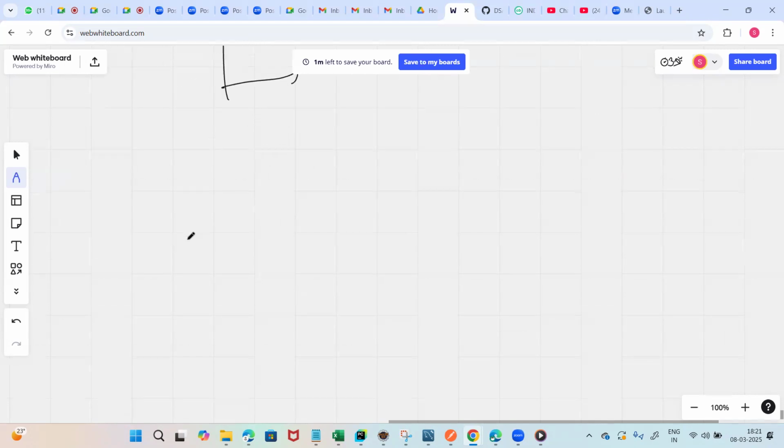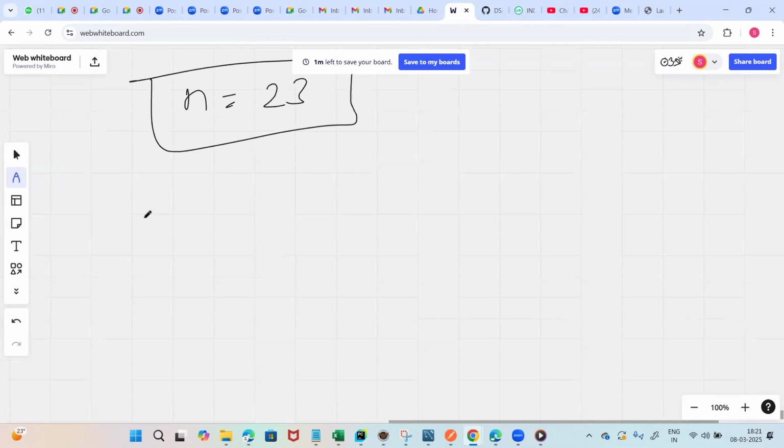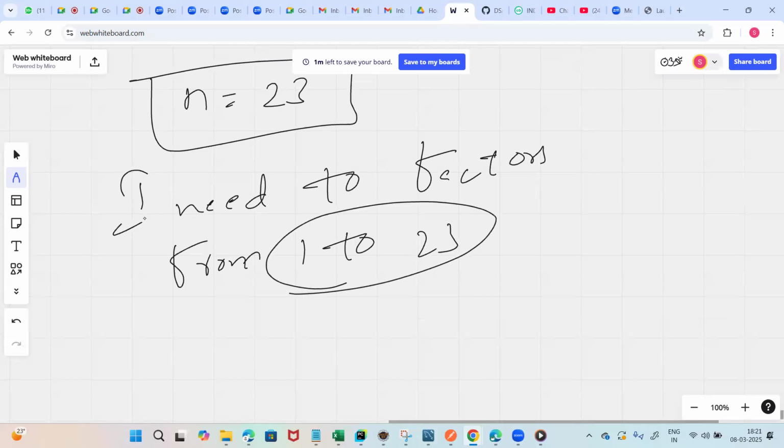Suppose you want to judge whether n equal to 23 is a prime number. What should I do? I need to count. Guys, once you're done speaking, please go on mute. I need to find factors from 1 to 23. How many factors are there for 23? I need to find that. Am I correct?